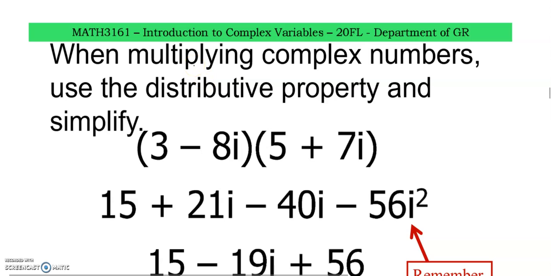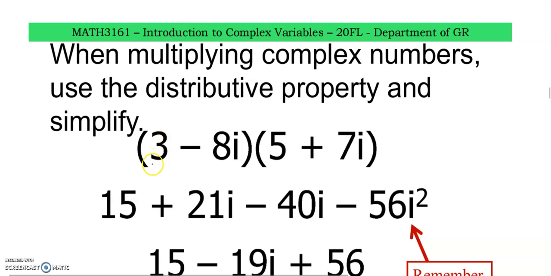Here we are going to see how to multiply complex numbers. When multiplying complex numbers, I use the distributive property and simplify. Actually, this is the usual method when we do it in real numbers. The same process we are doing here for the complex numbers also.